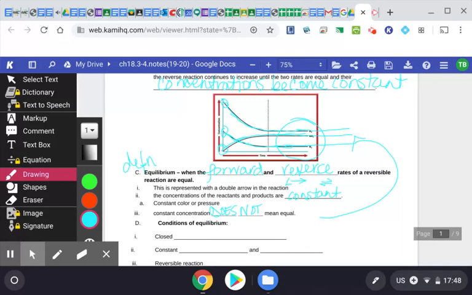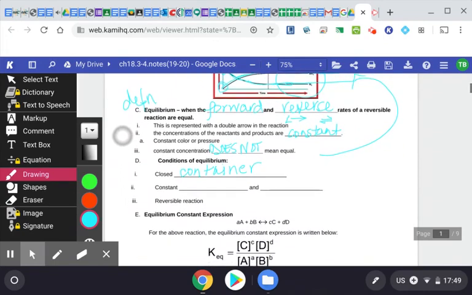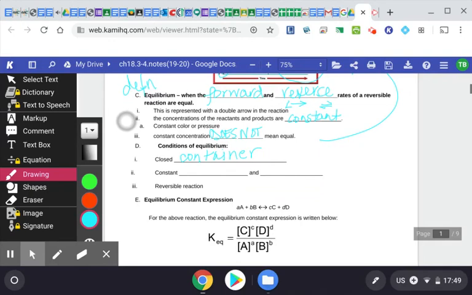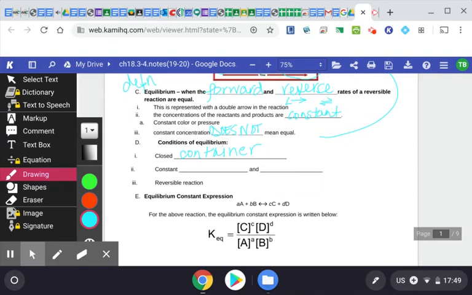Now, in order for equilibrium to occur, three conditions must exist. You must have a closed container. If the container is not closed, you're going to allow product to escape. And if that product's escaping, it's never going to be able to go in a reverse order and produce a reactant again. You need to have constant temperature and pressure. When you manipulate temperature and pressure, you're going to manipulate the equilibrium reaction. And you also have to have a reversible reaction.